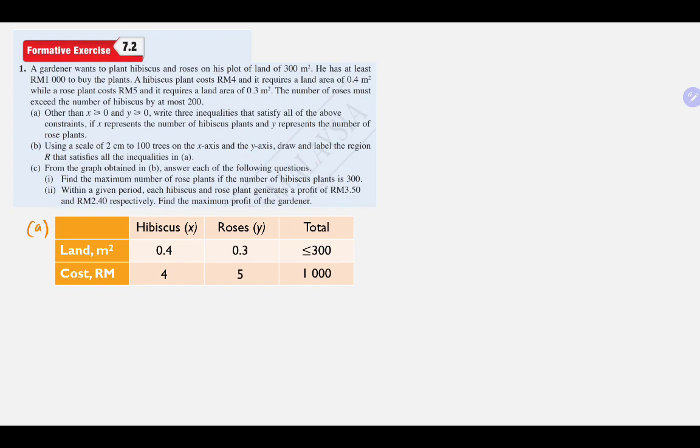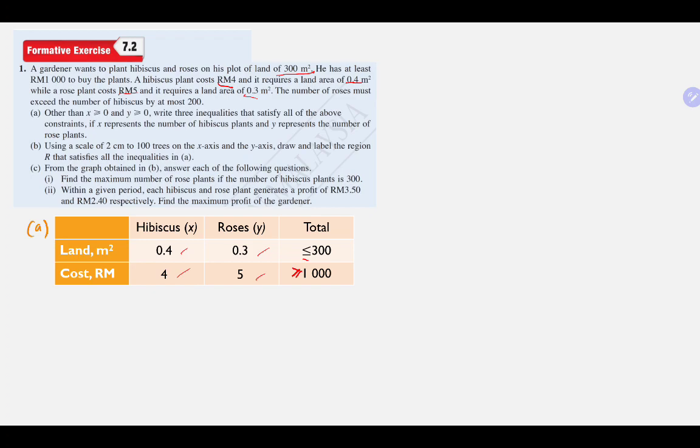Alright, so about the cost, the hibiscus plants cost 4 ringgit and it requires land of 0.4. Therefore, we have these two. And the rose plants cost 5 ringgit and it requires a land of 0.3 square meter, right? And about the land, the total area is only 300 square meter. So the total land used cannot be more than 300, so it must be less than or equal to 300. And then he has at least 1,000 ringgit to buy the plants. So we should have greater than or equal to 1,000.